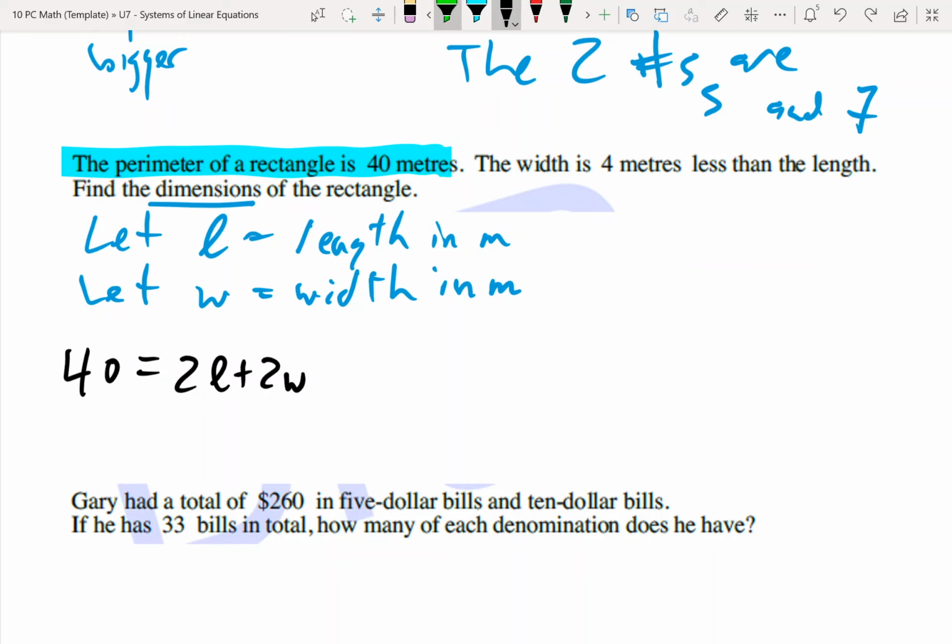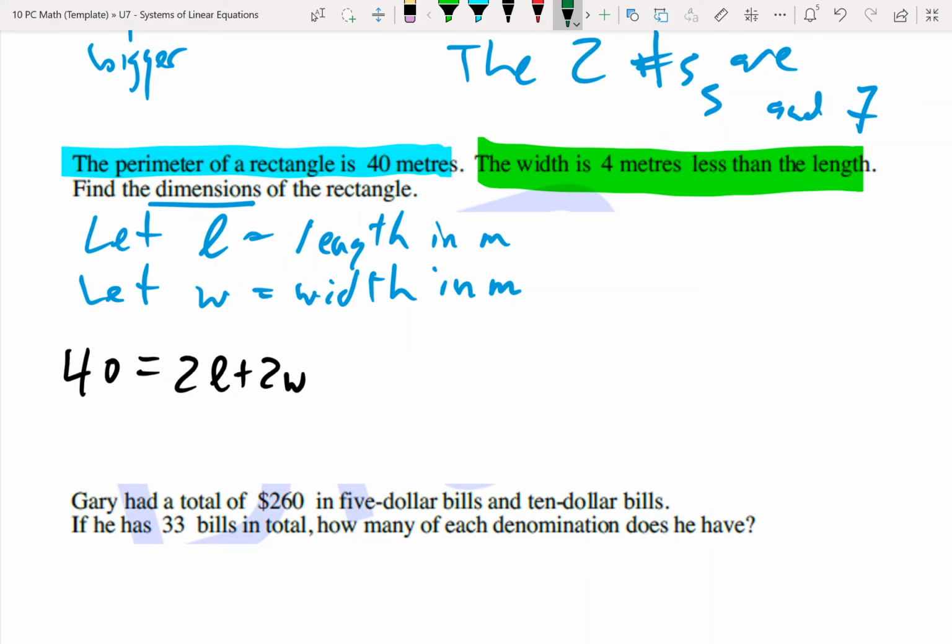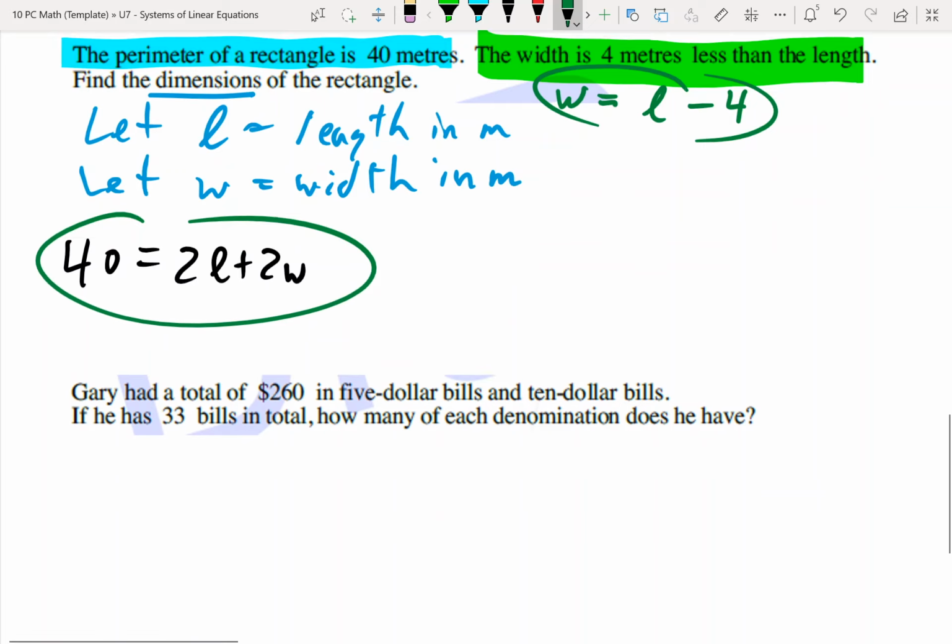The second one, the width is 4 meters less than the length, so let's write that one. The width is, so W equals 4 meters less than the length. Be very careful. A lot of kids will write this, which is wrong, because this isn't 4 meters less than the length. This is length less than 4, which is weird. So less than the length means you take the length and you take away 4. We have two equations. We can solve.